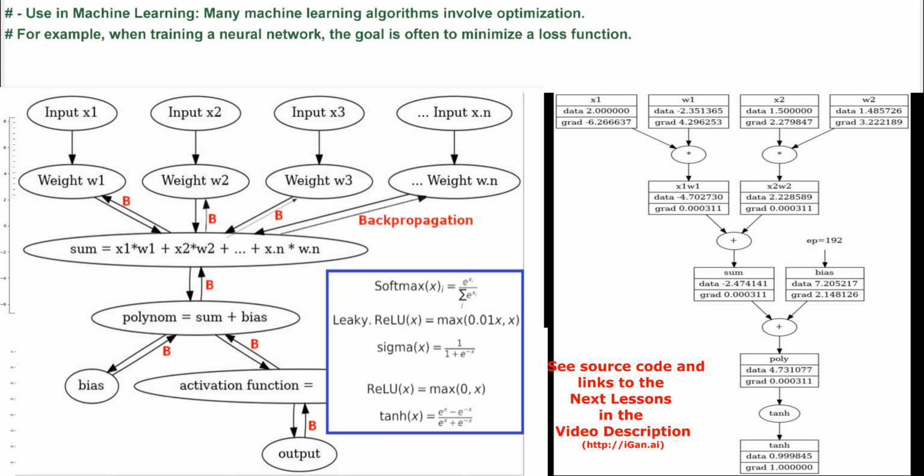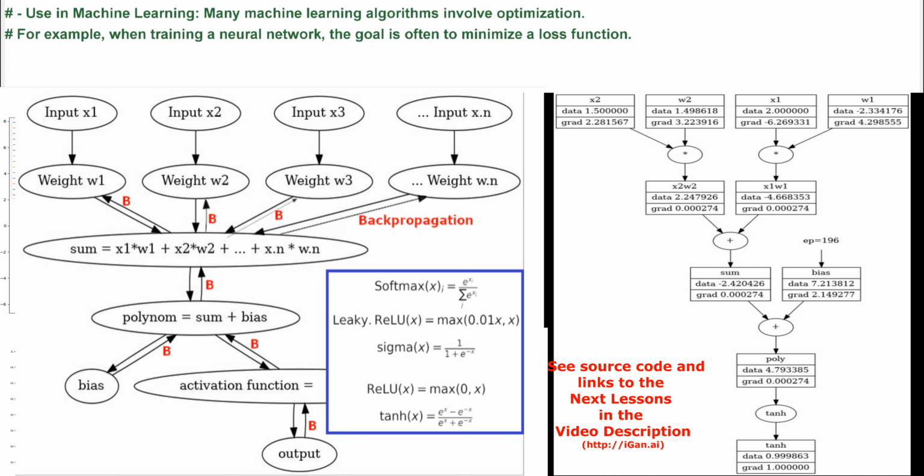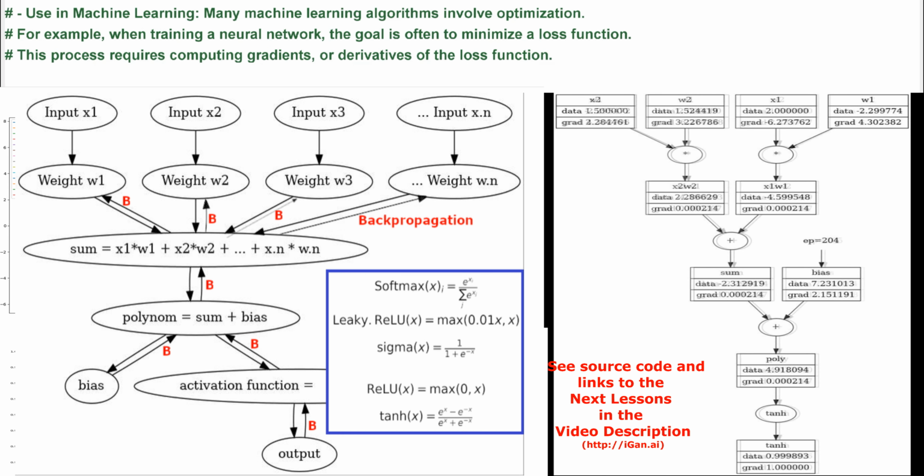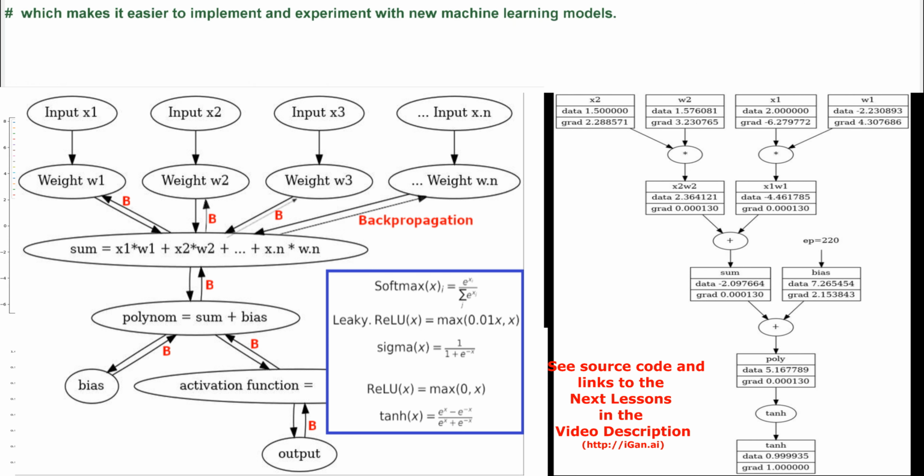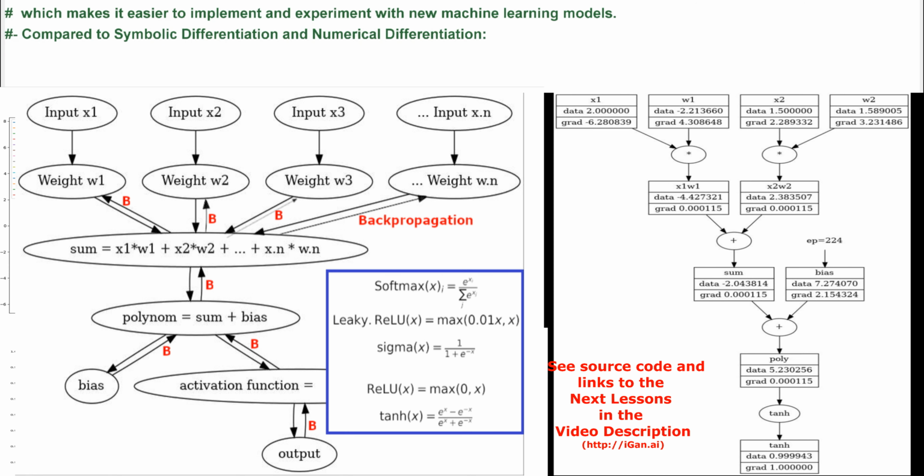Many machine learning algorithms involve optimization. For example, when training a neural network, the goal is often to minimize a loss function. This process requires computing gradients, or derivatives of the loss function. AutoGrad can automatically compute these gradients, which makes it easier to implement and experiment with new machine learning models.